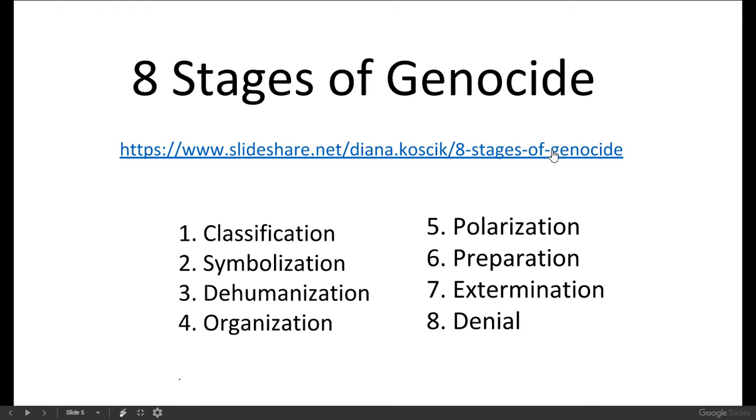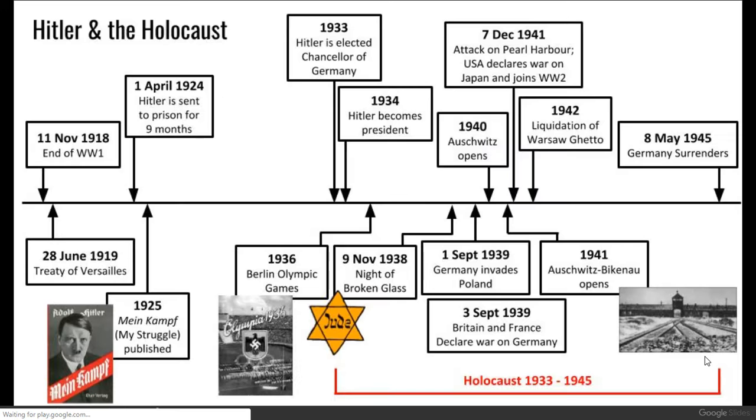And so I'd like for you to take a moment to go and read these slides of the 8 stages. It's really important to be able to identify if any of these stages are occurring in our current lives so that we can recognize that it may lead up to something terrible. And so we're going to use the Holocaust today as an example, looking at the different patterns of genocide and how it went from the beginning to the concentration camps.